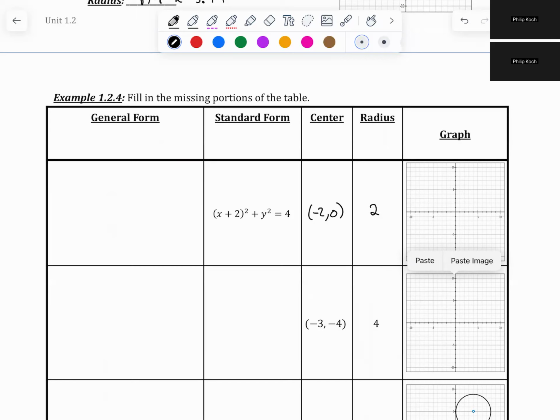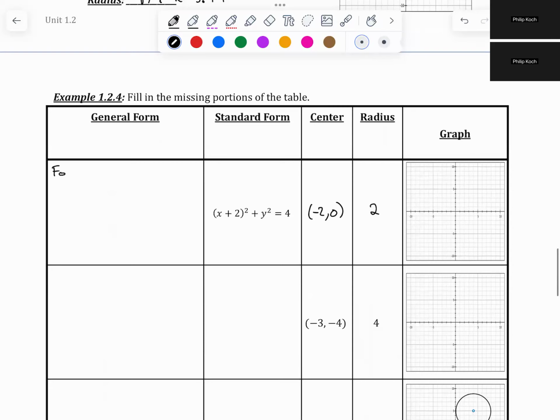To get into general form here, all we need to do is just FOIL it out. So that's going to be x squared plus 4x plus 4 plus y squared is equal to 4. And then we'll just bring everything all to one side. We get x squared plus 4x plus y squared. You can put the y squared first, technically speaking. It doesn't really matter as long as it's all on one side. And then subtract the 4s, you get this. Done deal.